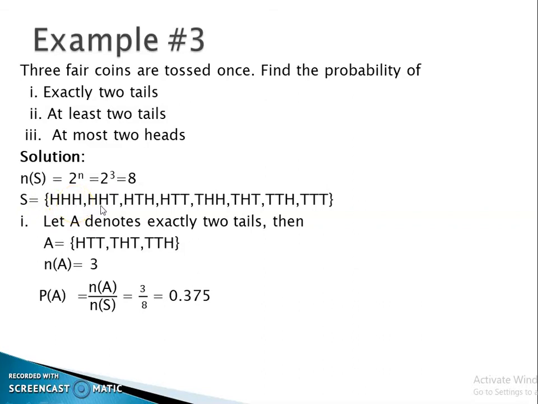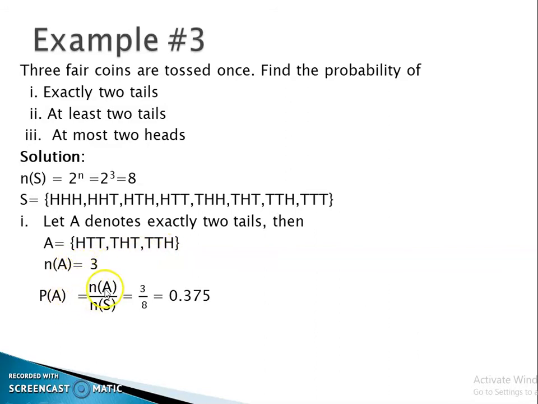are HHH, HHT, HTH, HTT, THH, THT, TTH and TTT. You are already familiar with construction of sample space when 3 fair coins are tossed. Now let A denote exactly 2 tails. Then A will consist of outcomes with 2 tails, HTT, THT and TTH. Number of favorable outcomes are 3.